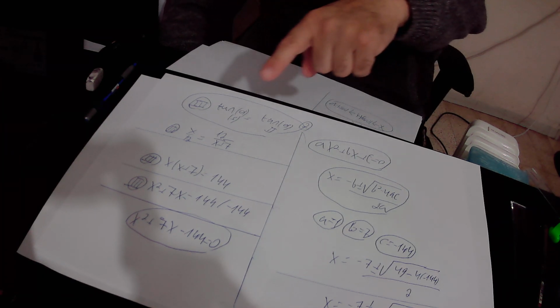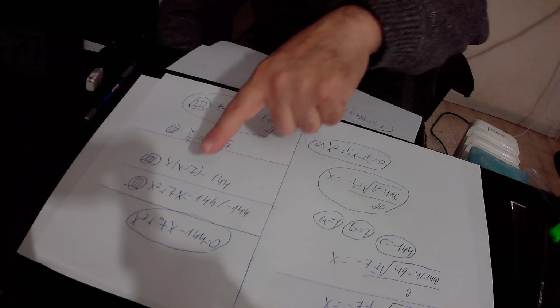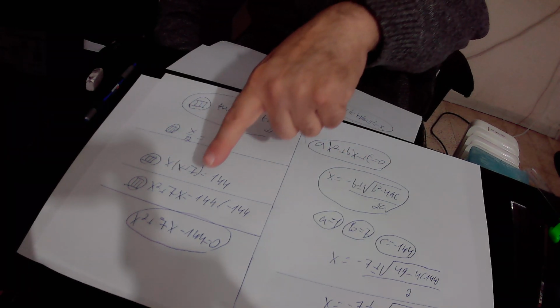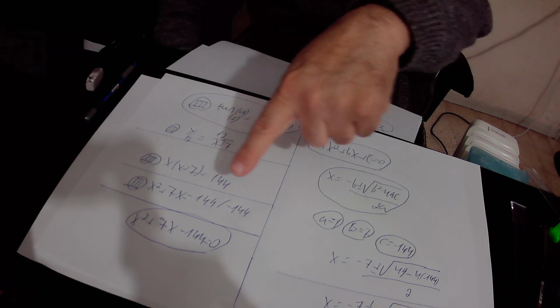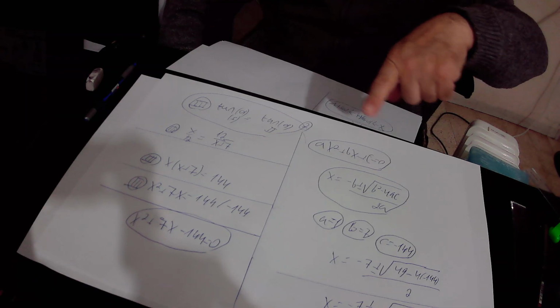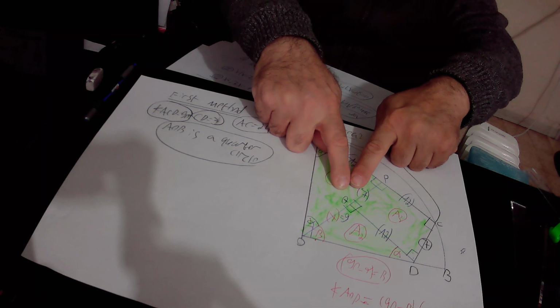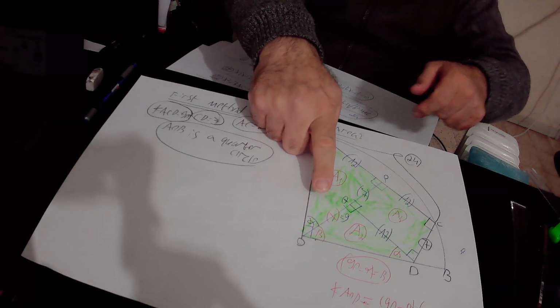In our specific quadratic equation, x squared plus 7x minus 144 equals 0, the coefficient a equals 1, the coefficient b equals 7, and the coefficient c equals minus 144. Then we put the data inside the equation in order to find the value of x. I remind you that x, according to our definition, is the length of line segment QO.